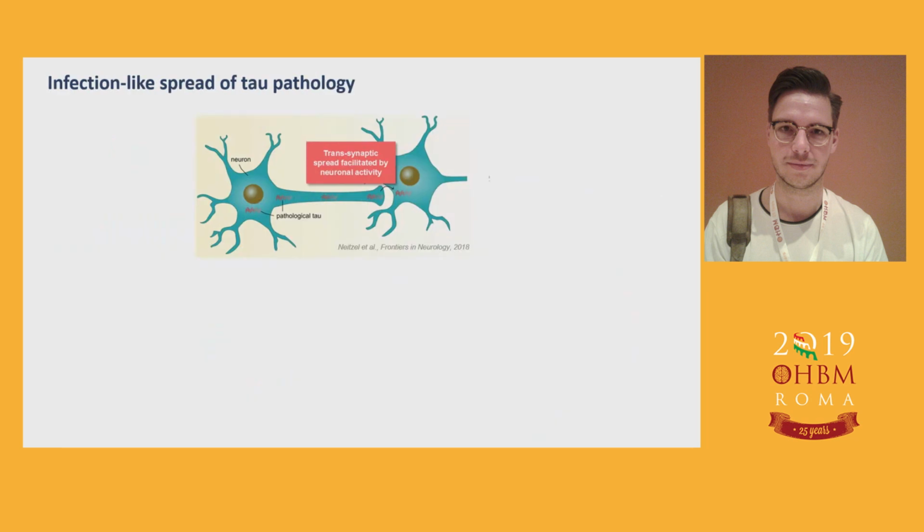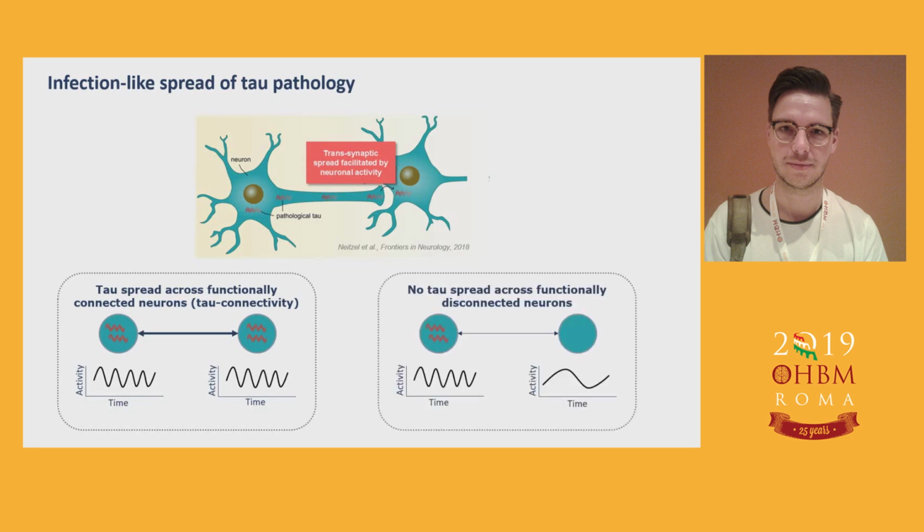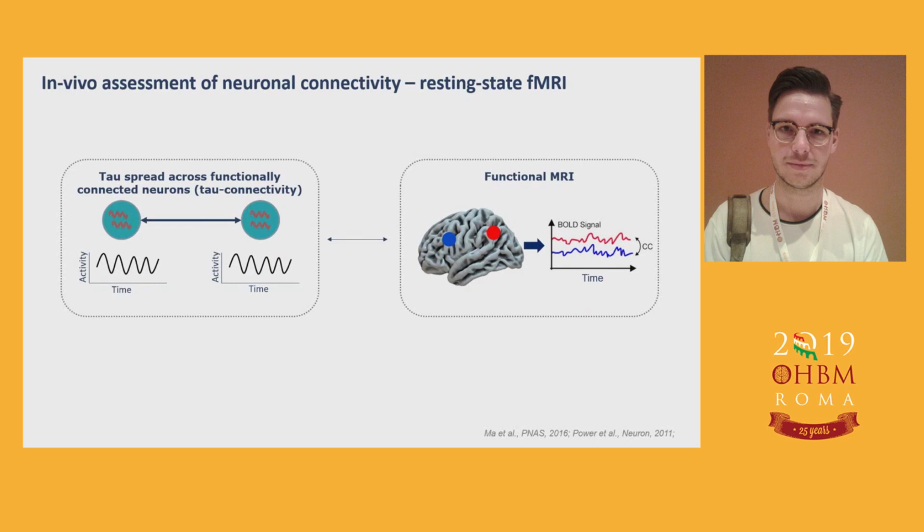So that brings me to the main idea of the current study: tau spreads transsynaptically in an activity-dependent manner, indicating that two neurons that share the same activity pattern, if we translate that to functional connectivity, should show covarying levels of tau, whereas two regions that are rather disconnected, who show a dissimilar activity pattern, should show dissimilar levels of tau.